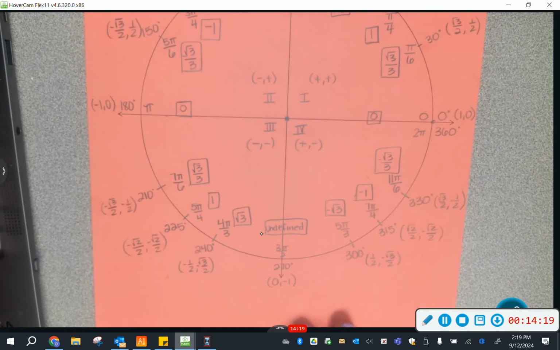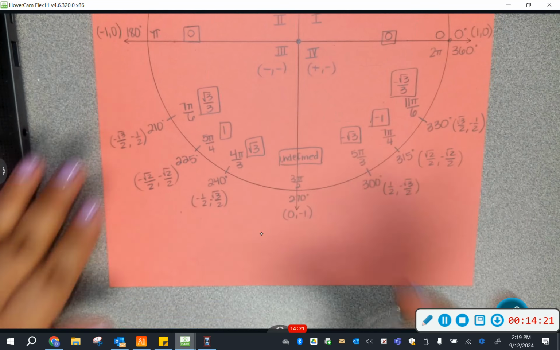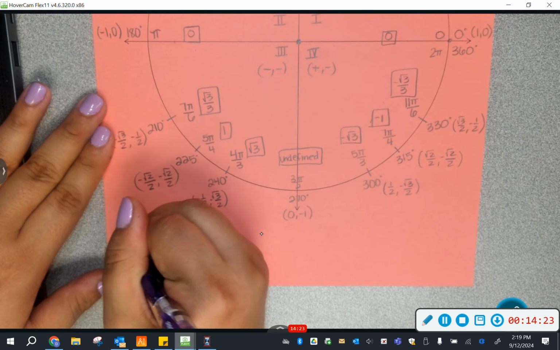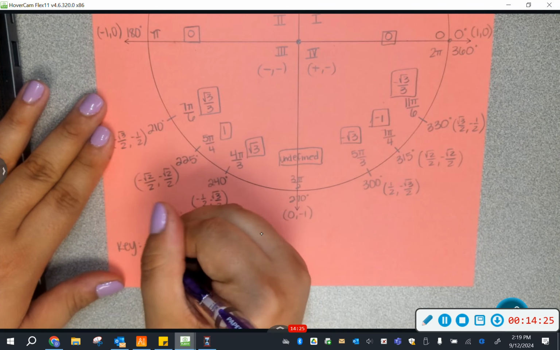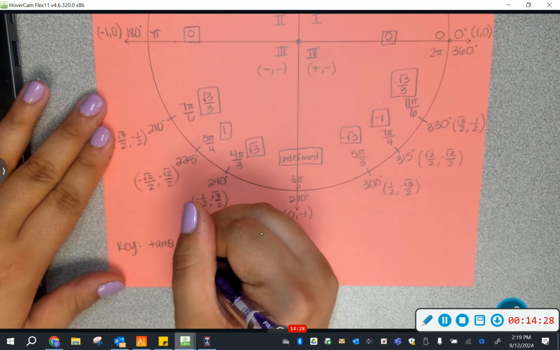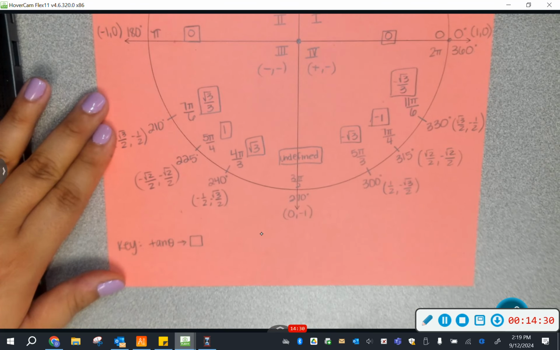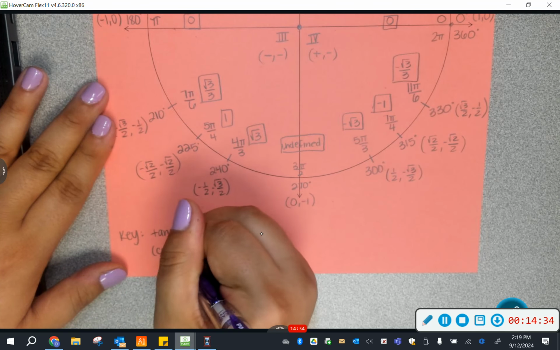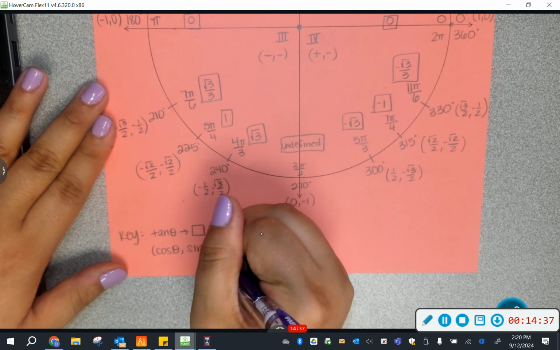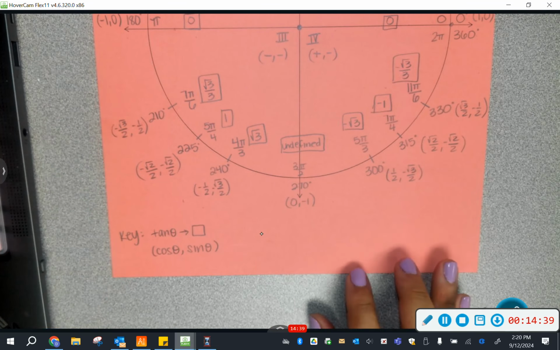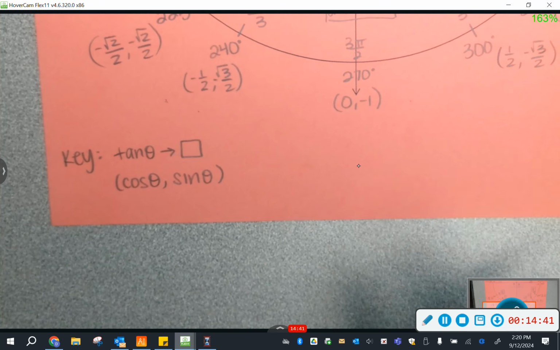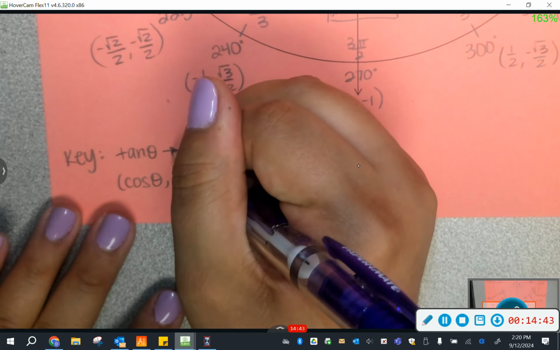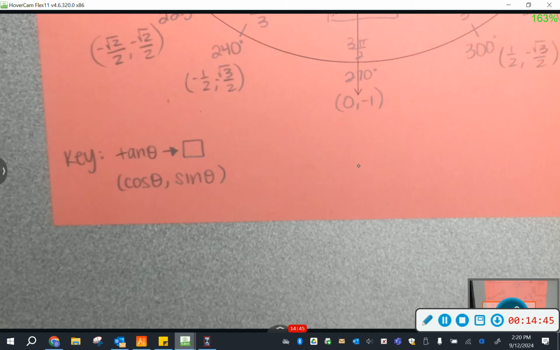All right. If you want to, down here, you can do a little key. The tangent of theta is boxed, just to let yourself know. And then it is cosine of theta and sine of theta. I believe we have written everything that we are going to write.